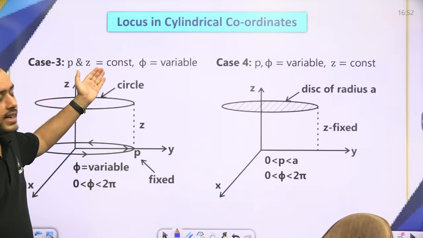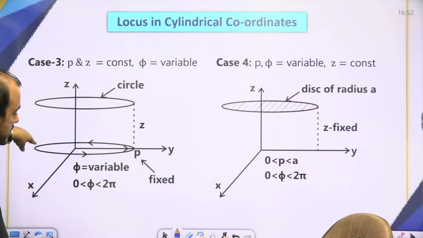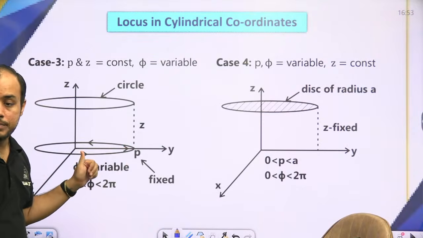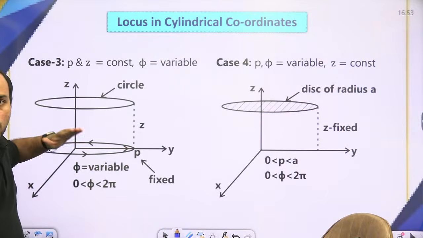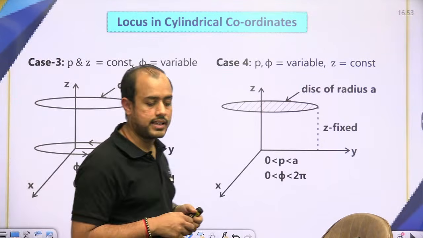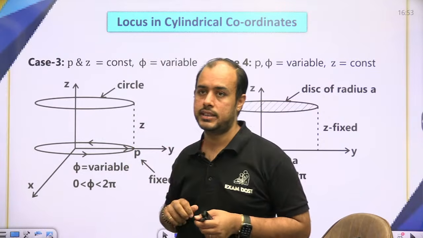Now if rho and z are constant, phi variable. So if phi varies from 0 to 2 pi, you get a circle of radius rho. But to include z also, we will lift this circle by a height z. Place this circle up at height z.